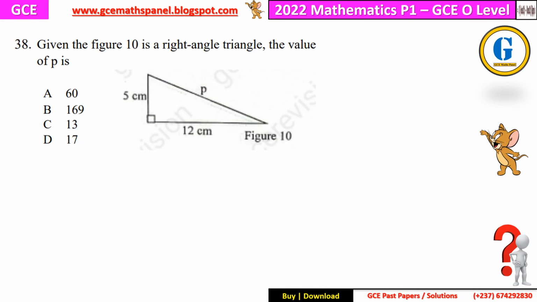38. Given the figure 10 is a right angle triangle, the value of P is... If you have been doing all your assignments in class, you will see that the value of P is 13. You don't need to solve this one. This is a hypotenuse, right? And this is a right angle triangle.